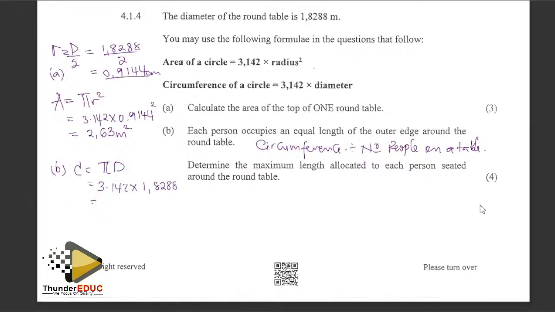All right, so we do that. Divide this by 10. So each person takes 0,57.